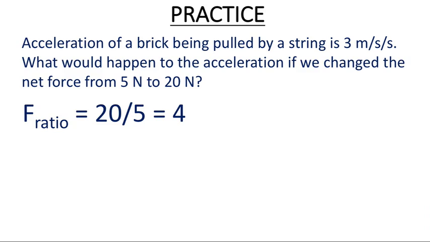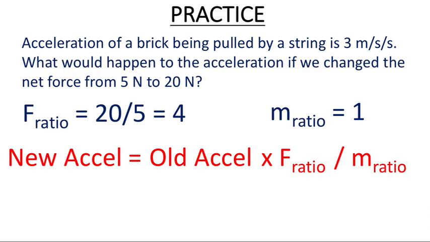They didn't give us any information about the mass of the brick, but I'm going to assume that the mass didn't change. This gives us a mass ratio of 1. Now all we have to do is plug these numbers in to our equation. Make sure you put the right number in the right place. The old acceleration was 3, the force ratio was 4, and the mass ratio was 1.